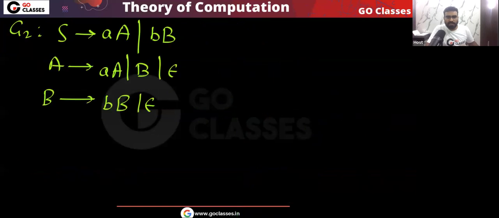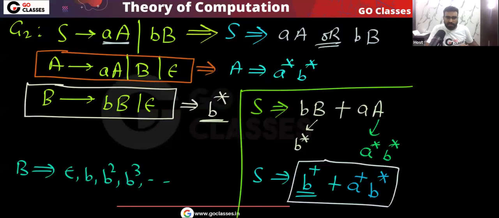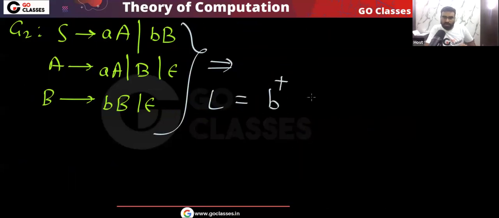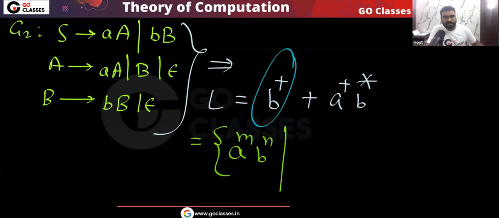So finally, from here S is giving you the language. Let me write the language. The language is B plus or A plus B star. Now in one line I can write it like this: I am basically getting A power m B power n. Remember, either there is no A, yes or no? Either there is no A.